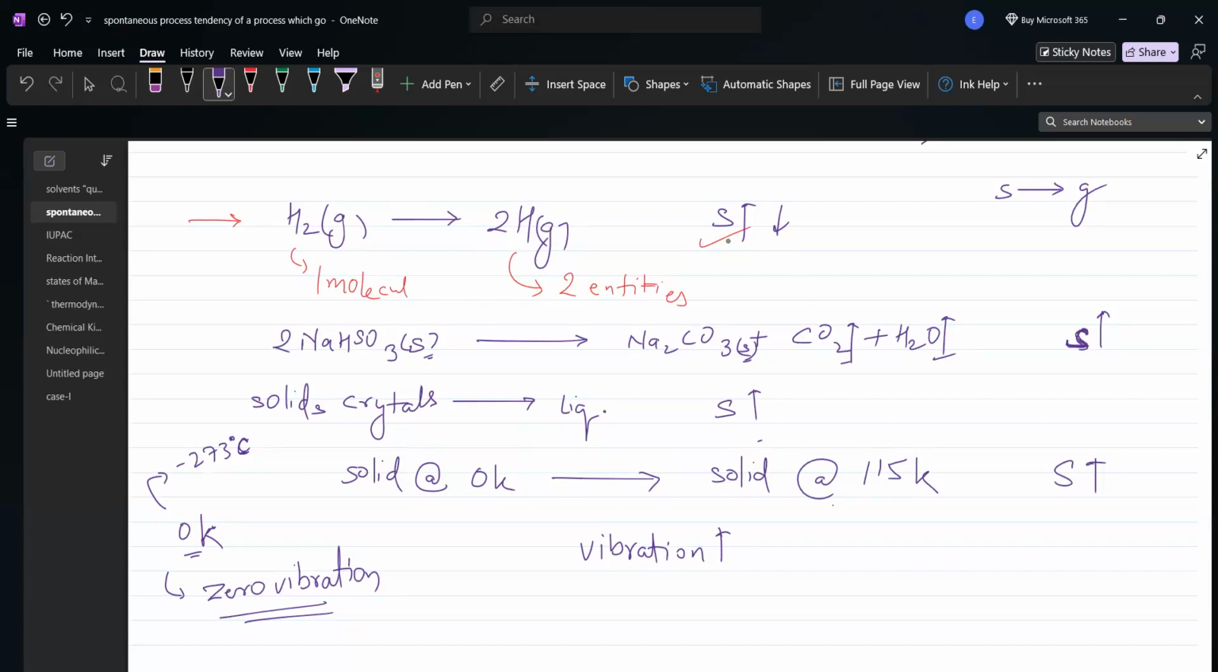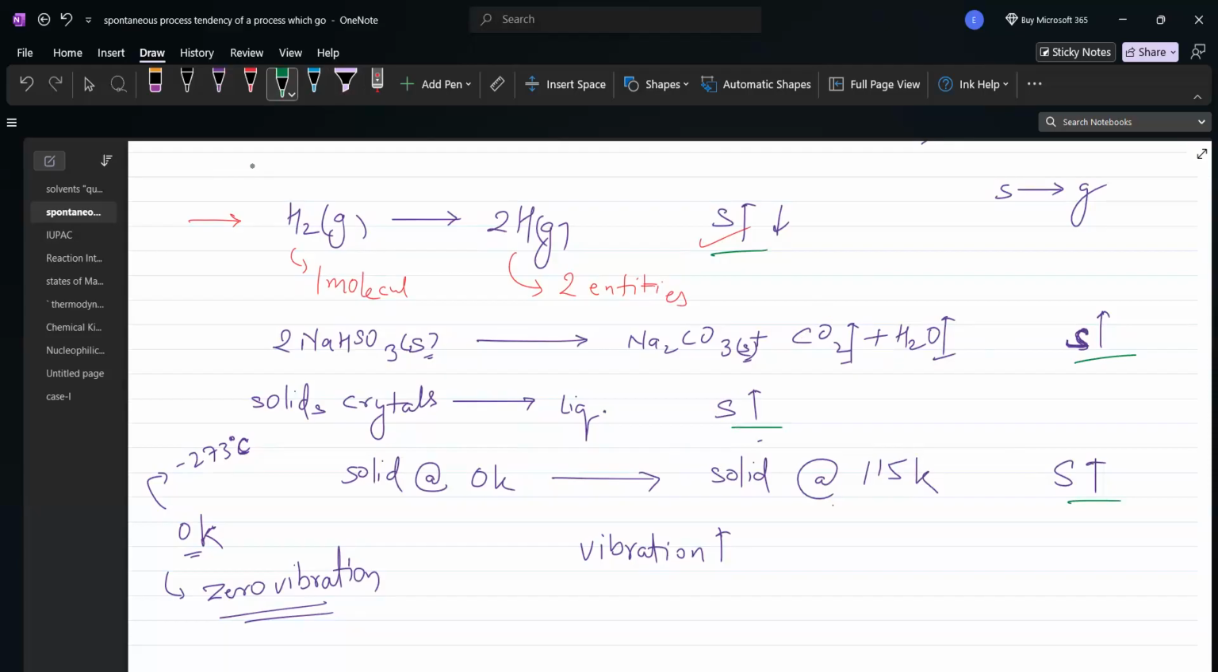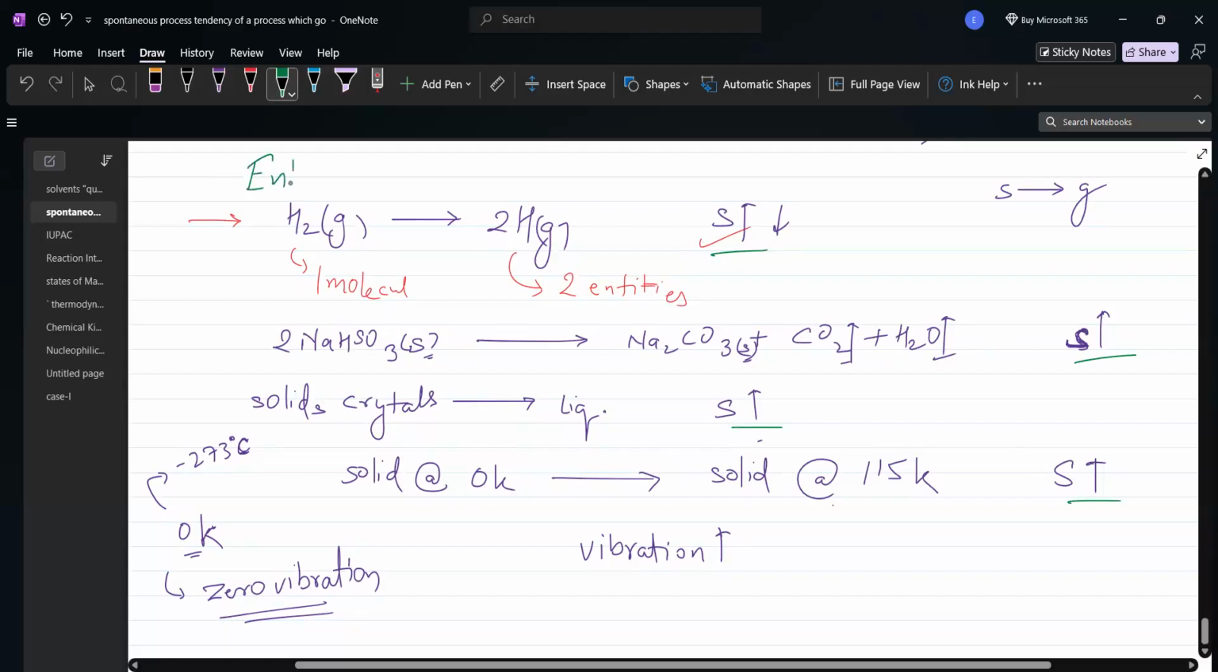These are the 4 questions. We have to comment on entropy. Is entropy increasing or decreasing? So here it is increasing. In this also increasing. This also increasing. In all cases it is increasing. So if you want to write the question: entropy increasing or decreasing?